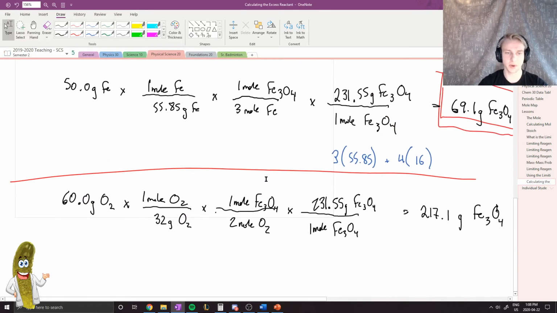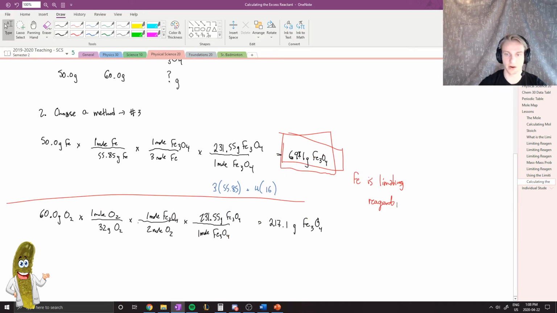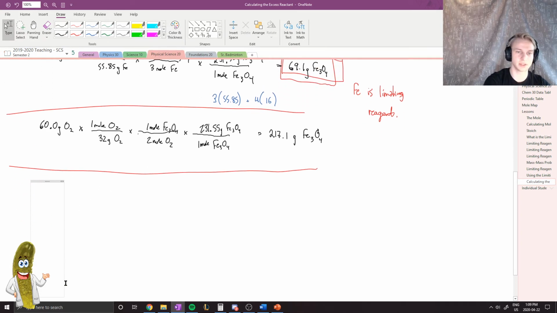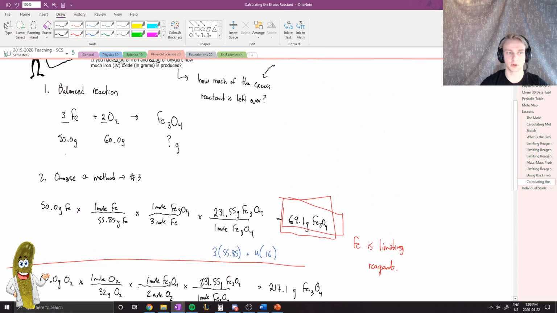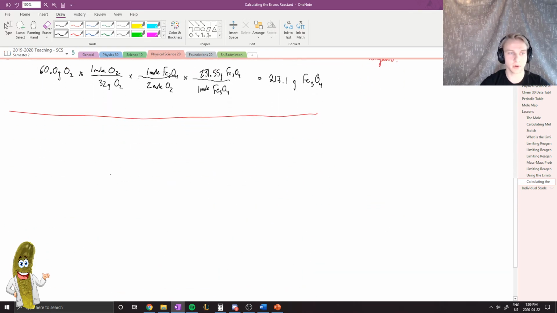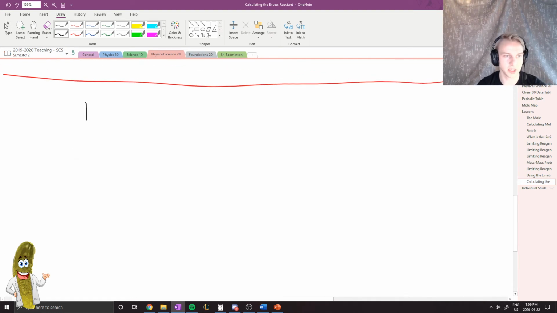So now the last part that we want to do, we've actually answered this entire question already. We've answered how many grams of iron 4 oxide will be produced. We've answered that at 69.1, and we've also figured out that Fe is the limiting reagent. So the last thing that we want to do here now is we want to look at this and say, okay, great, I know what the limiting reagent is, but can I figure out how much of this oxygen will be left over? Because if Fe is the limiting reagent, that means I have an excess of oxygen, meaning I have more than I possibly could need. We're going to figure out how much excess is left.